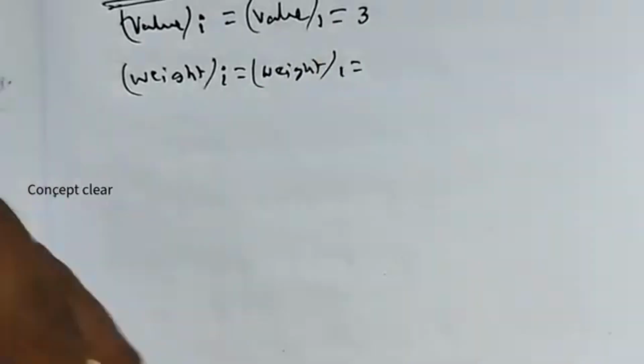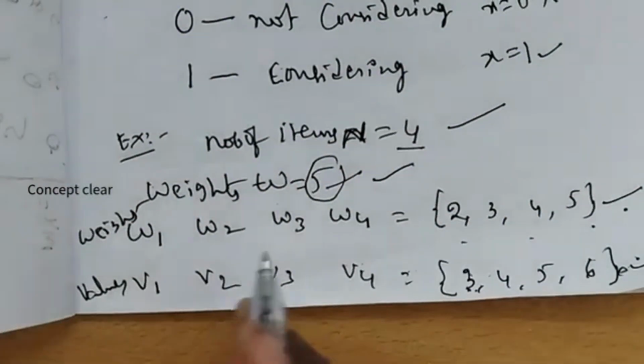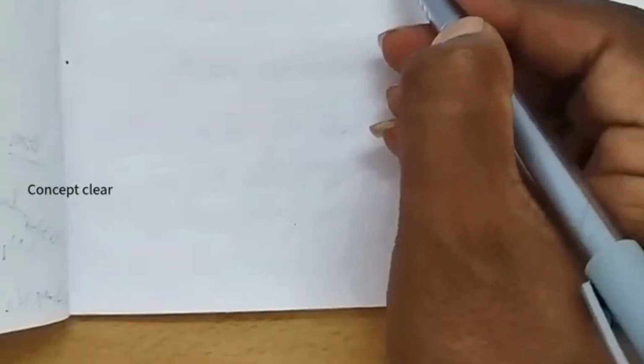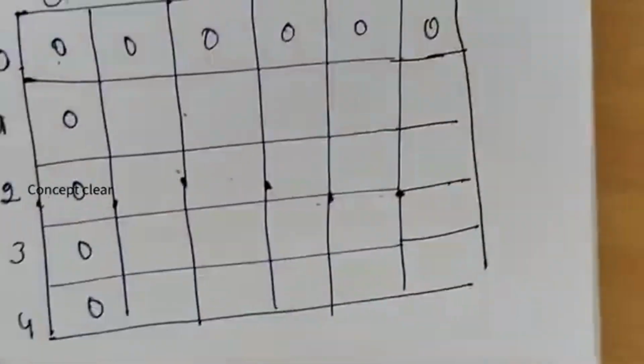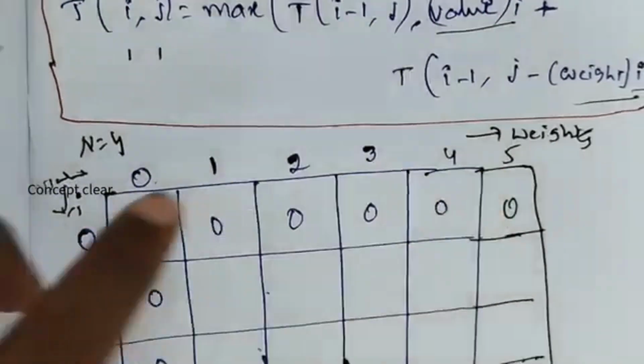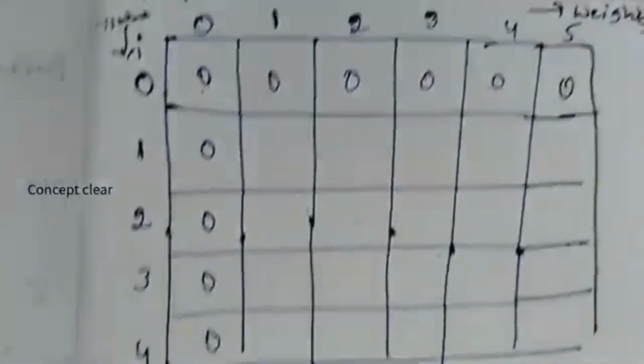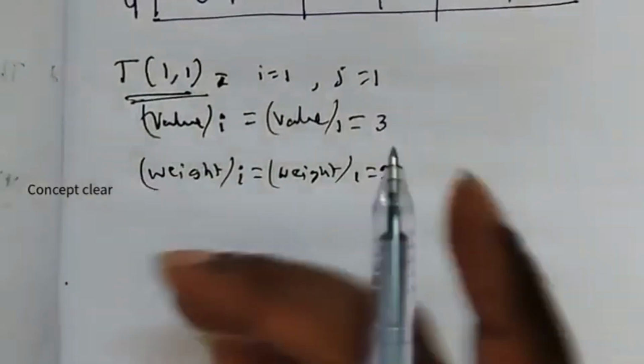What is the weight of 1 equal to? What is the input value? Weight of 1 is 2. So I have to take weight of 1 equals 2. Okay, now we have all the values to implement this equation. If you implement these values in that equation, what value will we get?